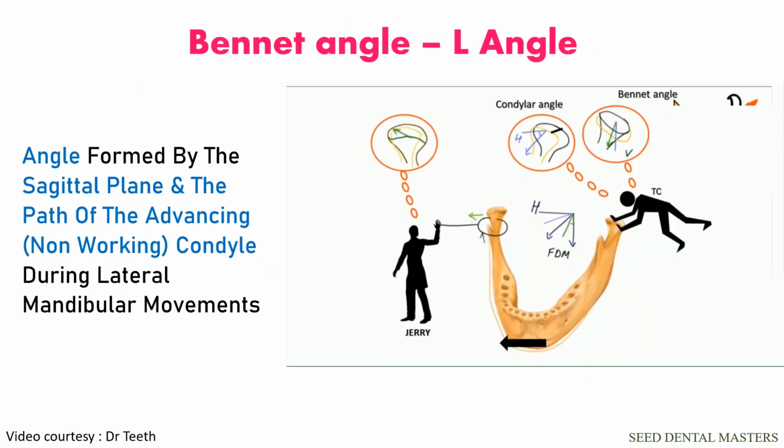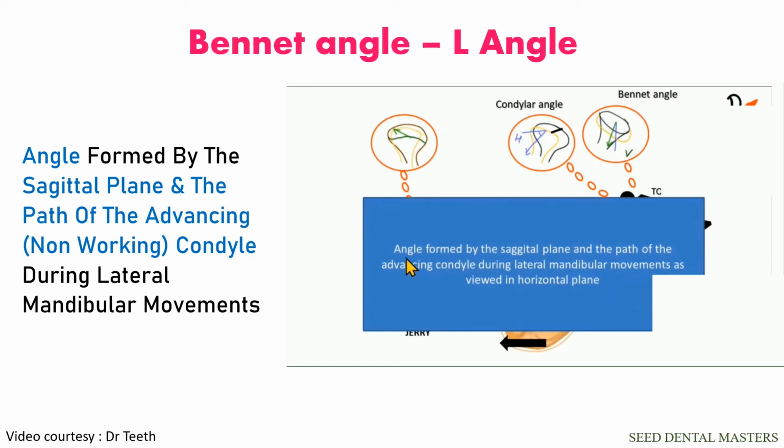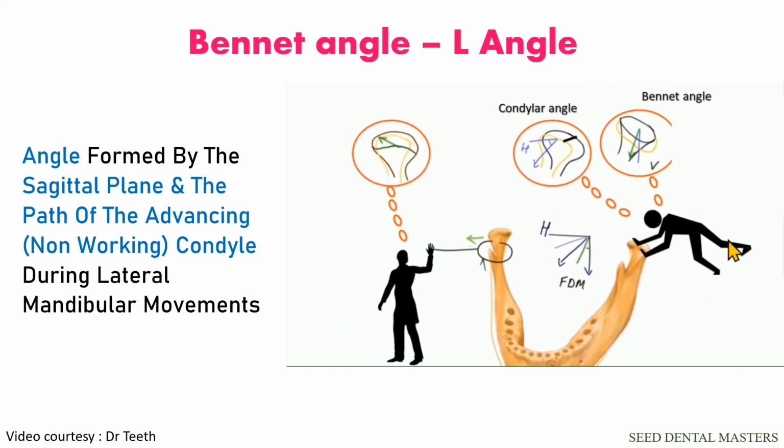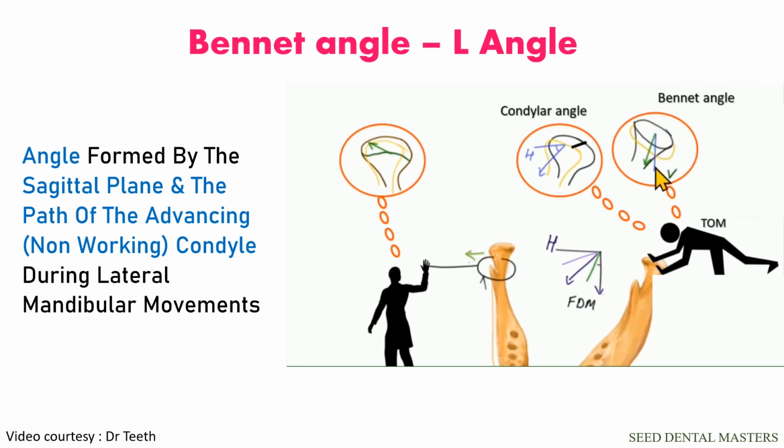Now let us see what is Bennett angle. Bennett angle is basically the angle that is formed by the sagittal plane and the path of the advancing condyle during lateral mandibular movement as viewed in the horizontal plane. So this blue line is your sagittal plane, and this green line is the path of advancement of the mandible or the condyle. And the angle that it is going to form is your Bennett angle. So Bennett angle is formed by the sagittal plane and the path the mandible or the condyle is going to take.